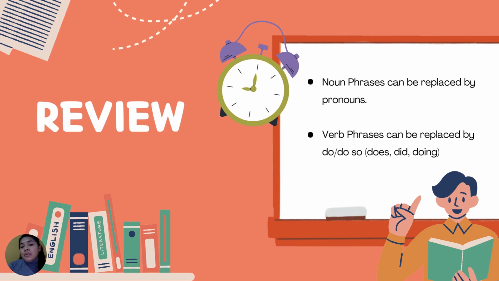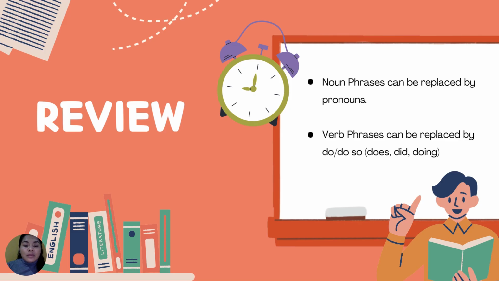Noun phrases can be replaced by pronouns. Remember, you have to pay attention to the sentence, whether the noun phrase is located in the subject position or in the object position. And also the verb phrases can be replaced by the auxiliary do or do so, depending on the tense of the verb: does, or if I need the auxiliary did in the past, or doing. Remember, we're going to work just with these ones.